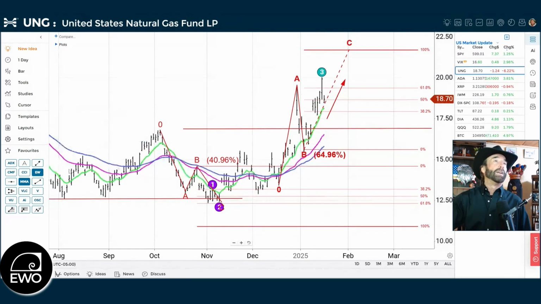And take a look at these zigzags here on UNG. So after completing this perfect zigzag to the downside, you get a 38.2% B wave correction, which is going to give you a 61.8% extension, exactly what happened. And then we went into a little bit of a corrective flat there, and then a new zigzag to the upside in the wave three. So with that, we'll see if we can continue to move higher in natural gas.